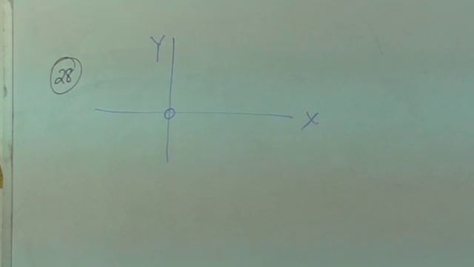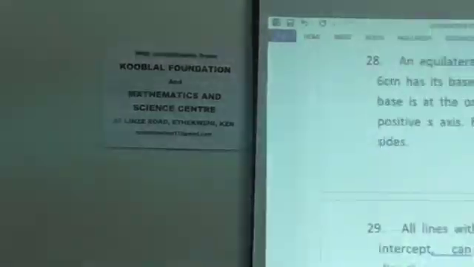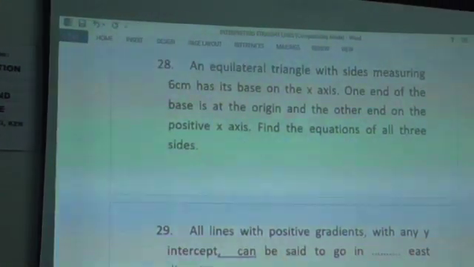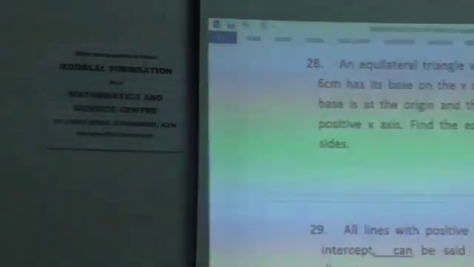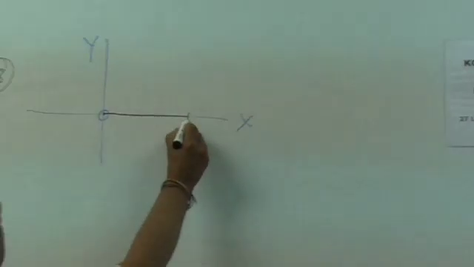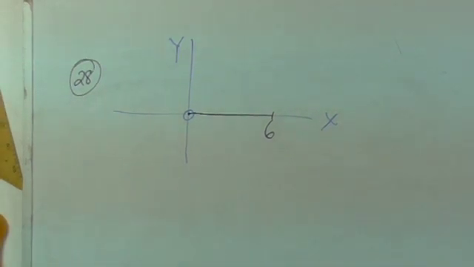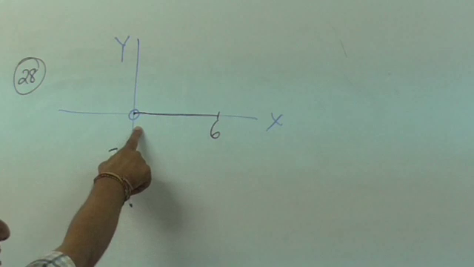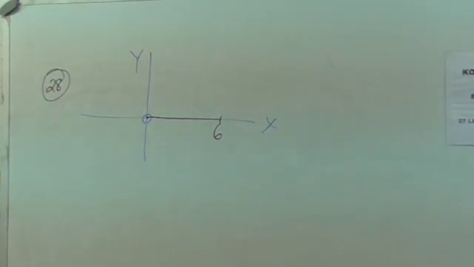Alright, let's look at number 28. An equilateral triangle of side measuring 6 centimeters has its base on the x-axis. So let's do the base first. There's the base, it's on the x-axis and it measures 6, therefore it will end at 6. One end of the base is at the origin, and the other end ends on the positive x-axis.